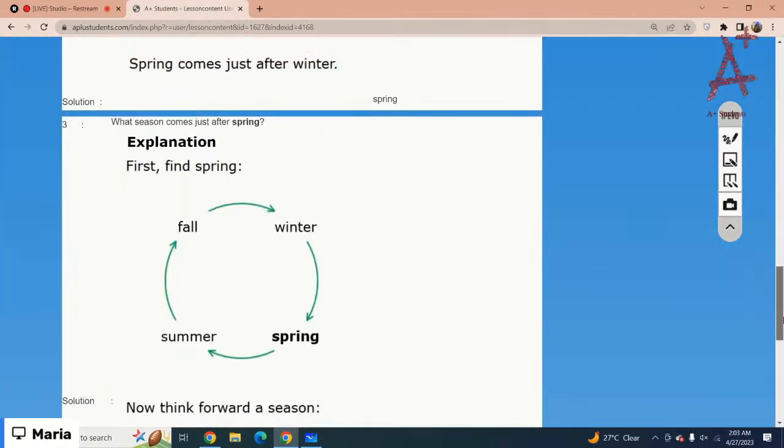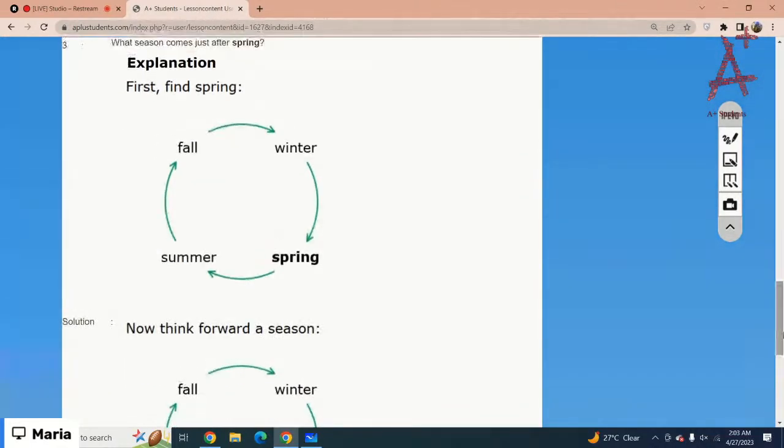Okay, the next one is which season comes just after spring? So you have to locate the spring in the cycle. Here is the spring and right after spring you have the summer. Got it? Okay, let's just start with the test questions.